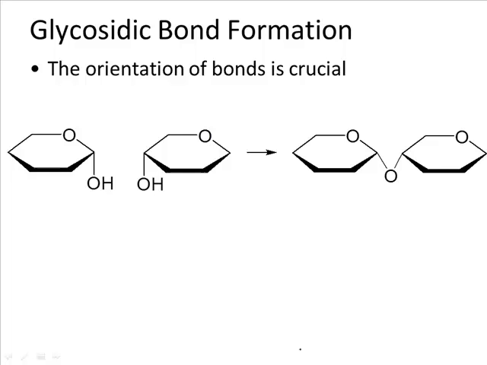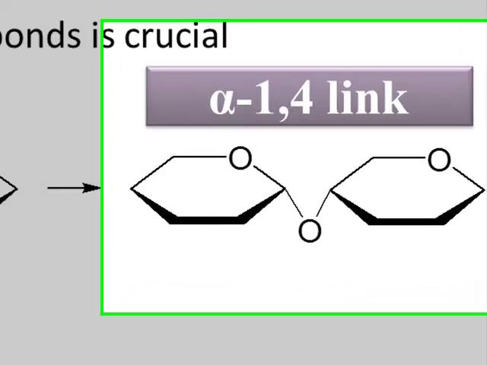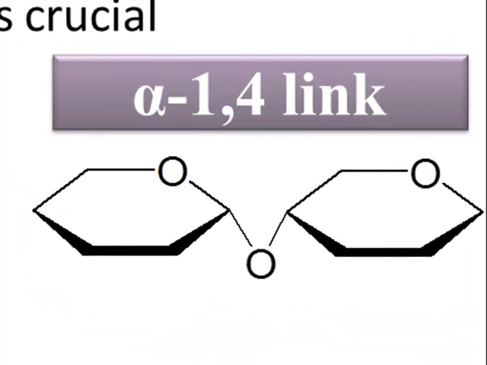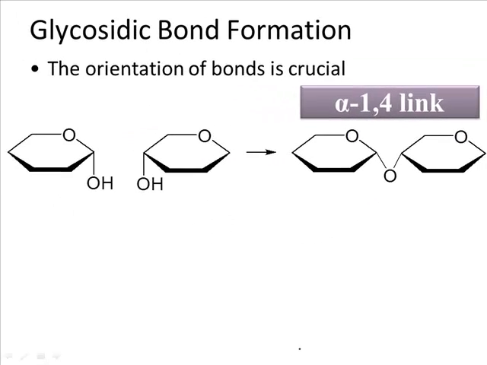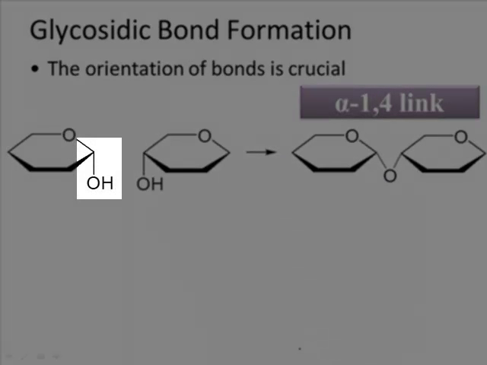We've already said that this is what's called a 1,4 link because the link takes place between the carbon on the left, which is carbon number 1, and carbon number 4 on the right-hand molecule. More specifically, we would actually call this an alpha 1,4 link, or an alpha 1,4 glycosidic bond, because the carbon number 1 on the left-hand molecule has the OH in the alpha position.